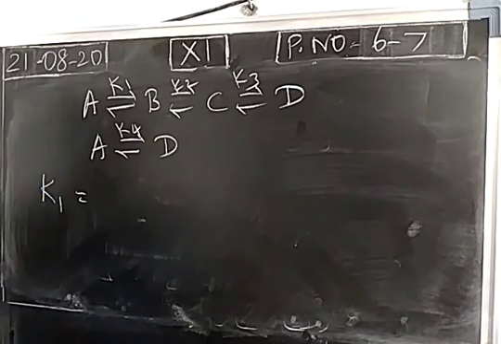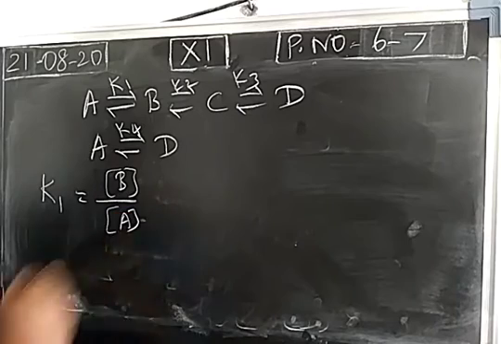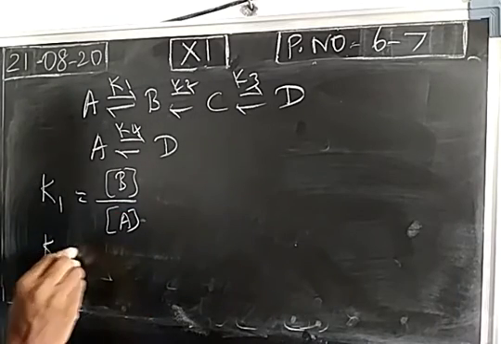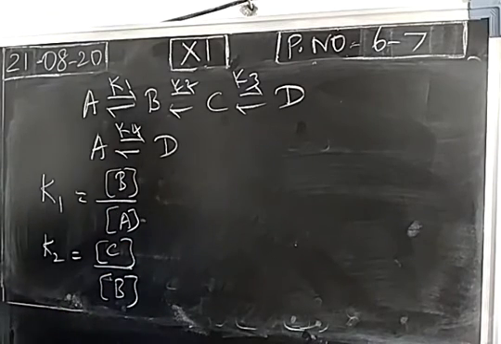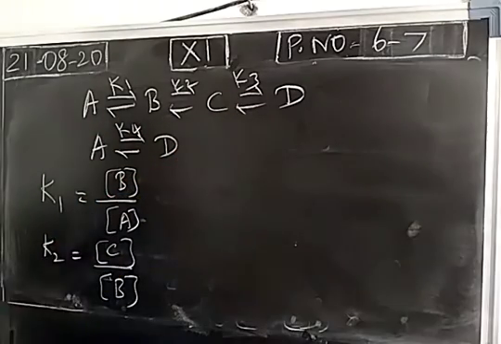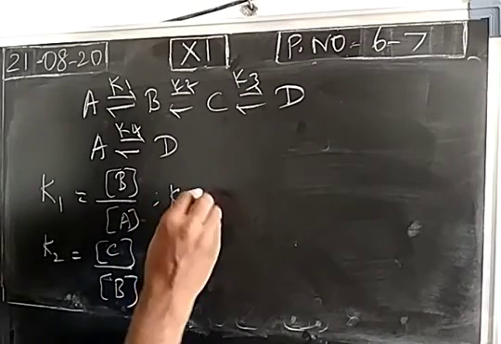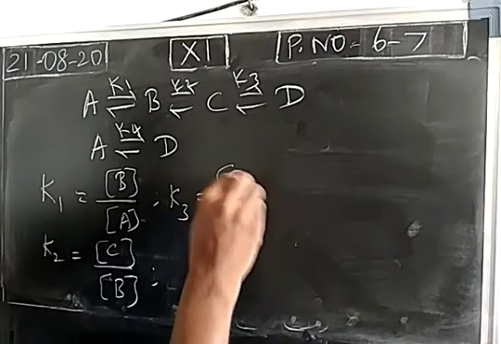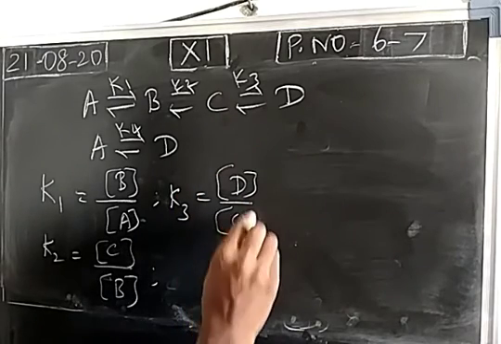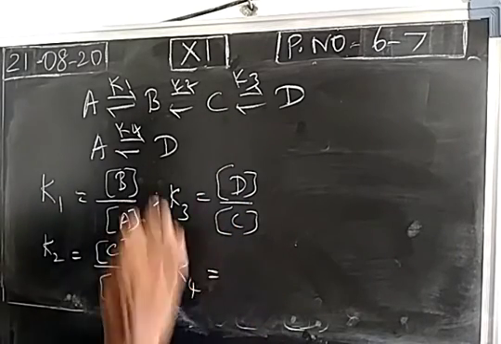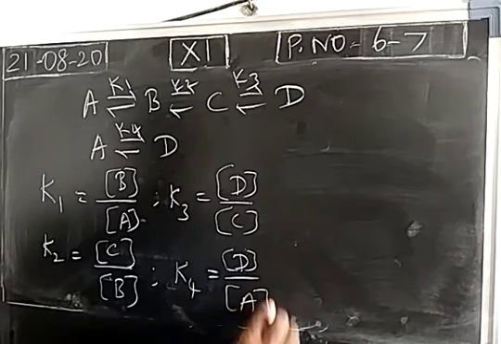So K1 is nothing but the concentration of product B divided by the concentration of reactant A. Then K2 is equal to the concentration of product C divided by reactant B. All the coefficients are 1, number of moles 1. Then K3 is the ratio of the concentration of product D to the concentration of reactant C. K4 is the concentration of product D divided by the concentration of reactant A.